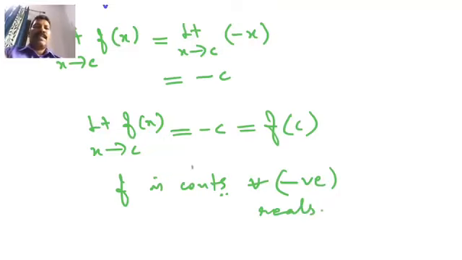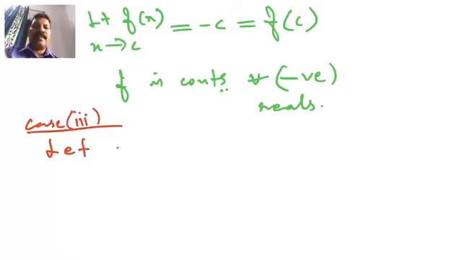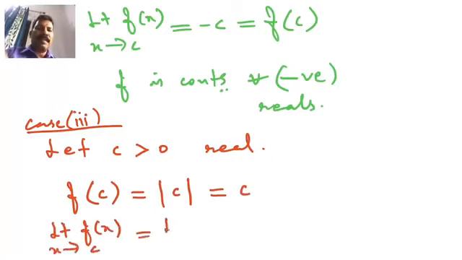Then we shall consider C to be a positive real number. So consider this as case 3. Let C be a positive real number. Then what about the value of the function at C? That is modulus C is equal to C only, because C is positive. Then what about the limit of f(x) as x tends to C? Here f(x) will be x only, because C is positive. So as x tends to C, that is equal to C.